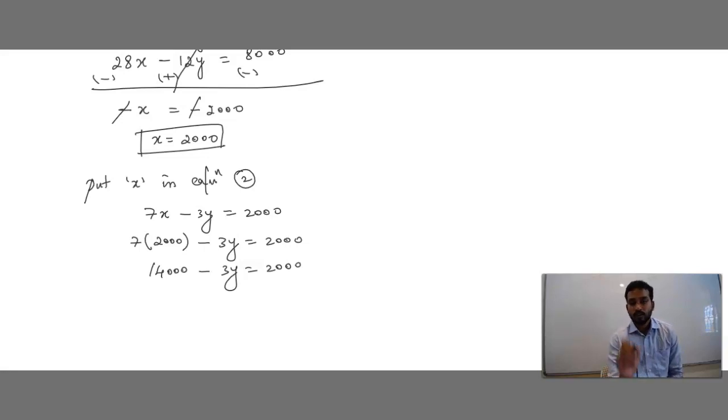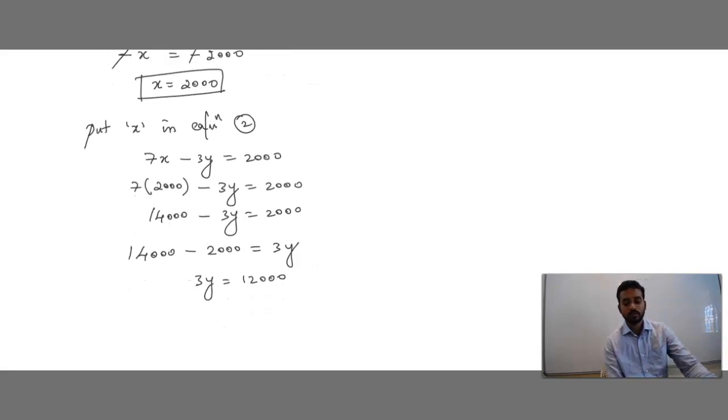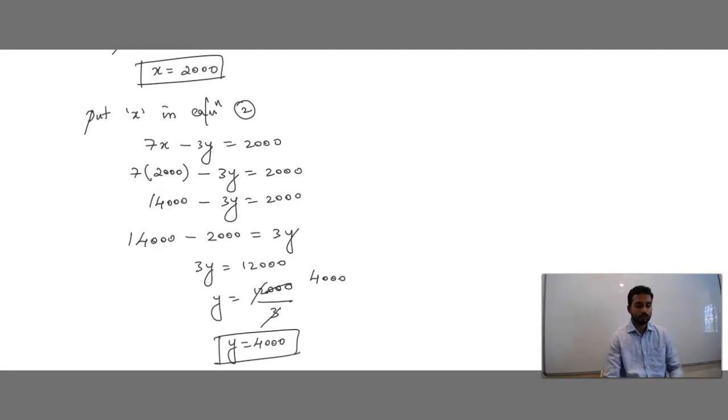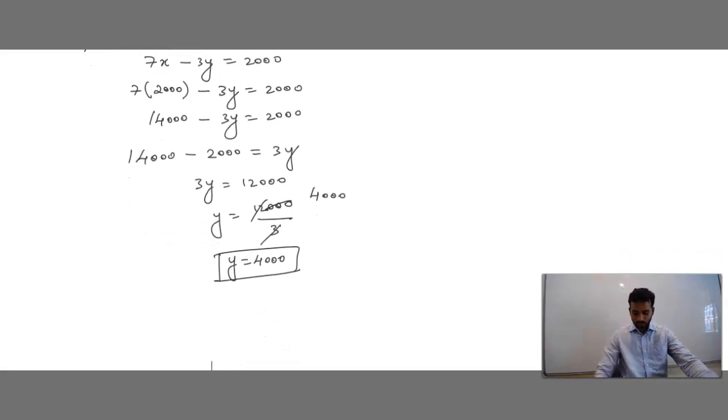We want the value of y in positive, not negative, but here it is negative. So shift it to the opposite side. So what happens? Now 14,000 minus 2000 equals plus 3y. Now we can say that plus 3y equals 12,000. Simple. 3y equals 12,000, so y equals 12,000 divided by 3. 3 1s are 3, 3 4s are 12. So it is 4,000. So the value of y is 4,000. Is this clear, children?